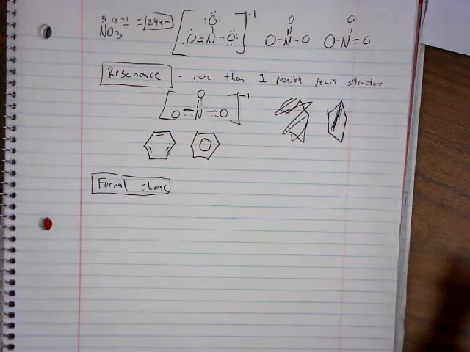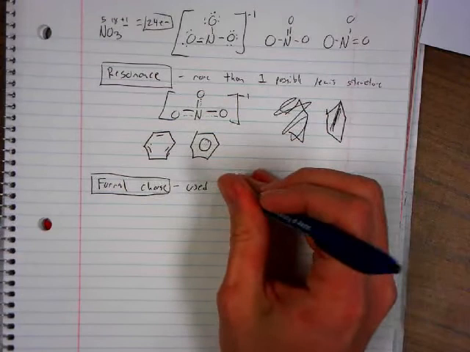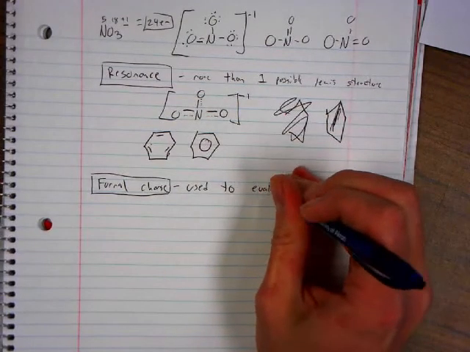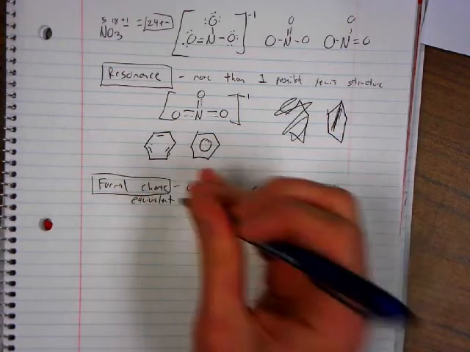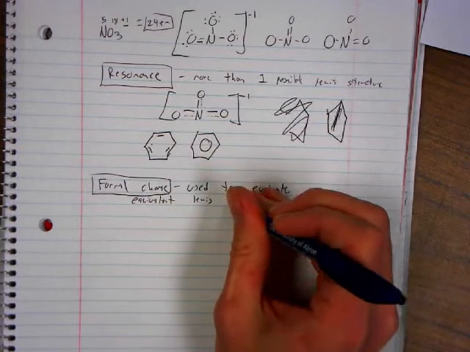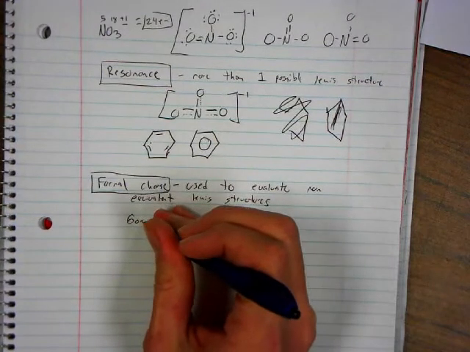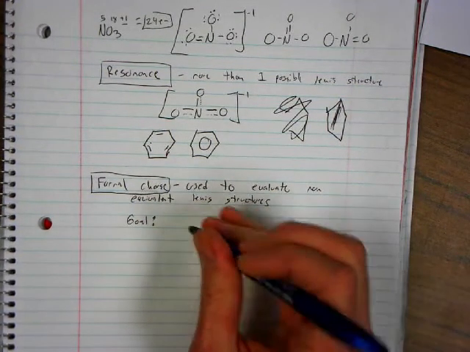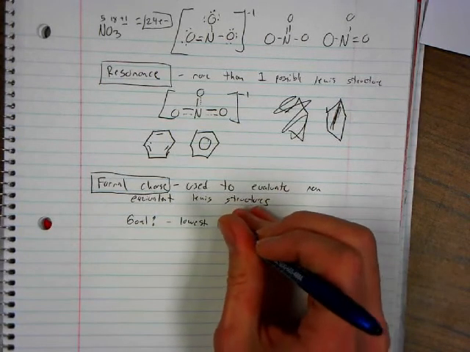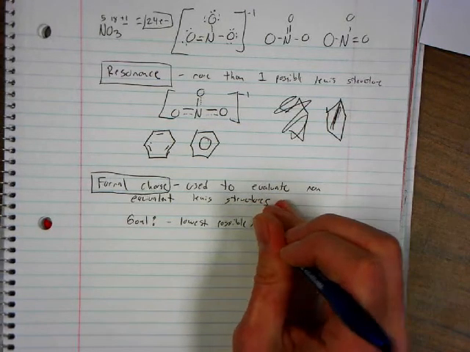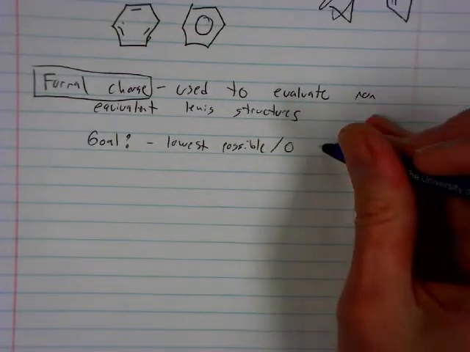So, formal charge, this is super important because you're going to have to do this on the AP test, I guarantee you. This is used to evaluate non-equivalent Lewis structures. So here's the goal. The goal when we're doing formal charge is two things. Thing number one is to have the lowest possible formal charge overall.